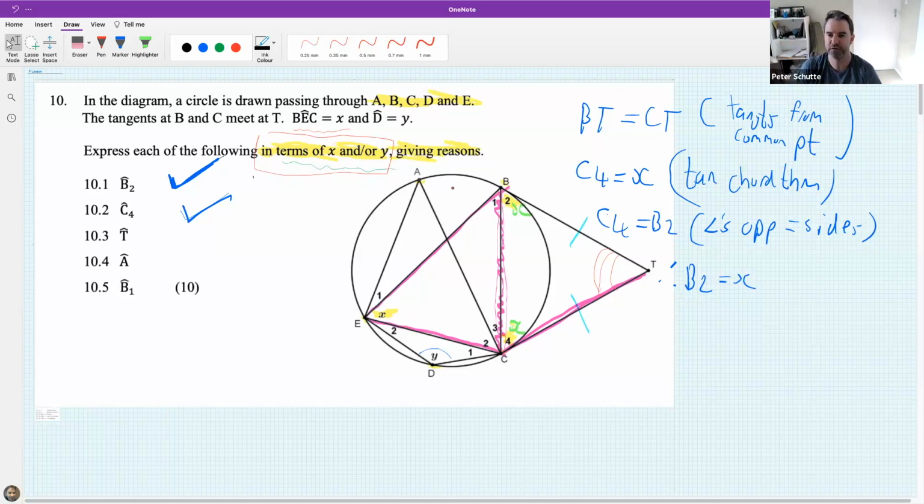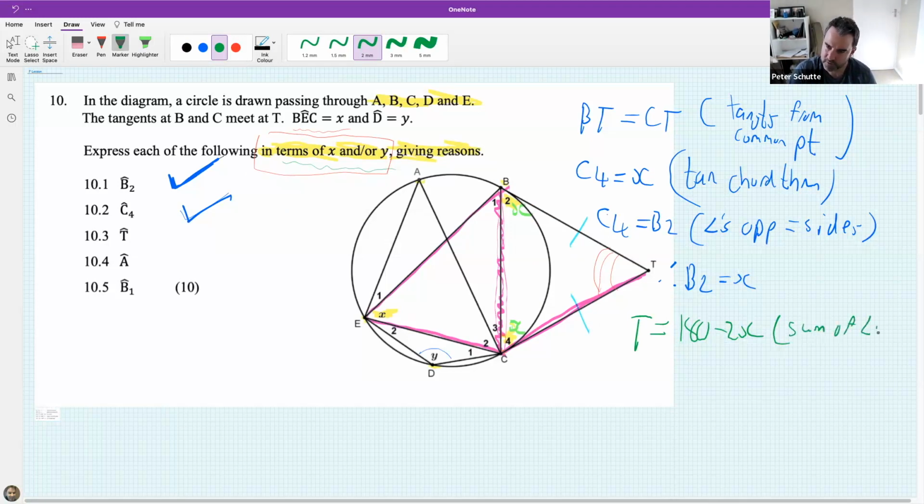Put it in the chat if you feel like. So T is not going to be X. There are X's in the neighborhood. Yes, it's going to be 180 minus 2X. And what's the reason going to be? Who feels like they know the reason? So T is 180 minus 2X, and that's because of the sum of angles in a triangle. 180 minus 2X. Yeah, that wasn't so bad.